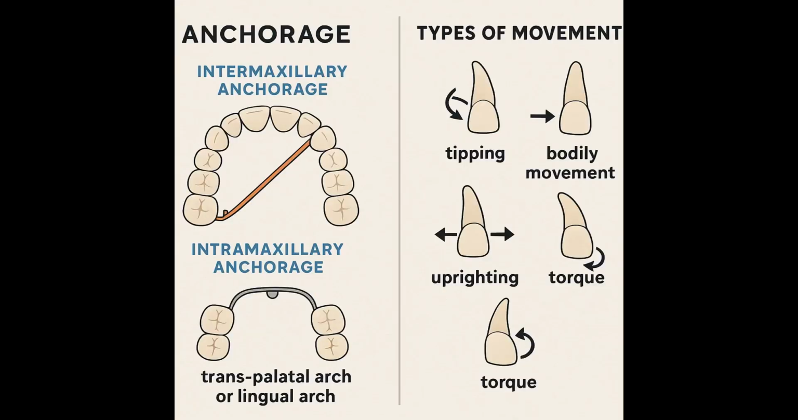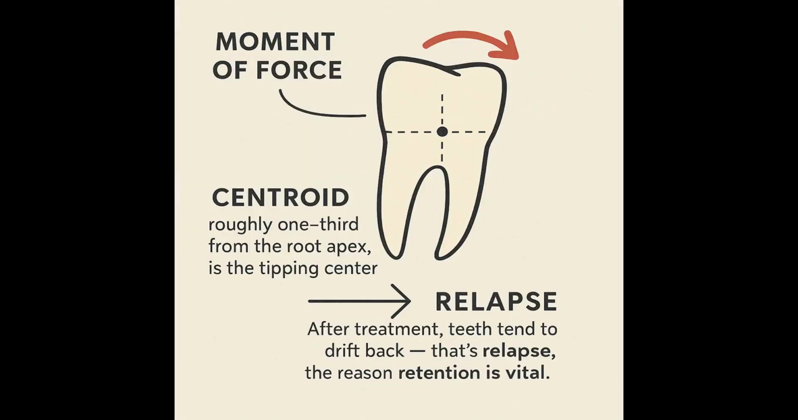Types of movement include tipping, crown and root in opposite directions; bodily movement, both move equally; uprighting, correcting angulation; and torque, buccolingual root movement. The moment of force describes the tendency to rotate. The centroid, roughly 1/3 from the root apex, is the tipping center. After treatment, teeth tend to drift back. That's relapse. The reason retention is vital.